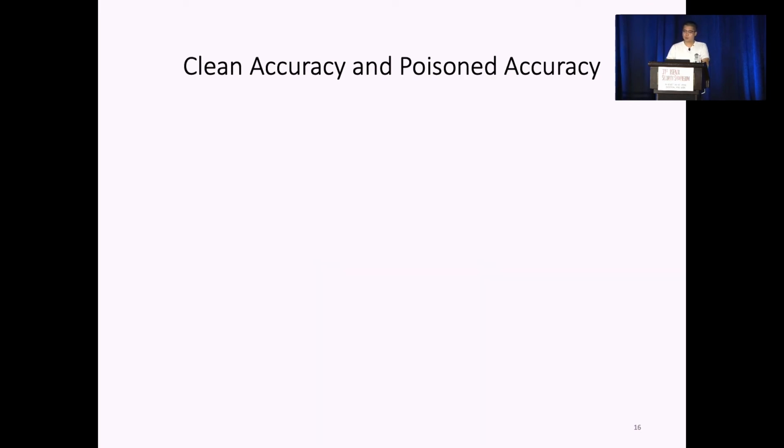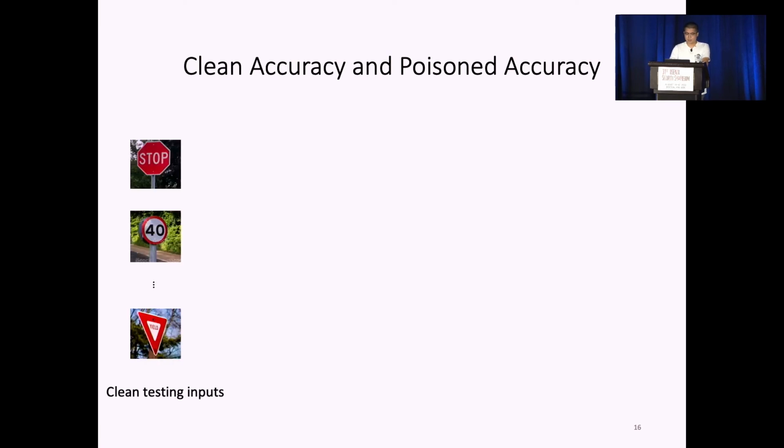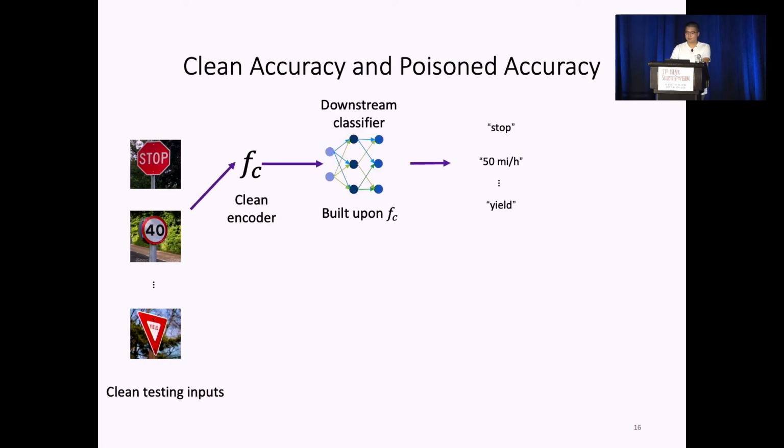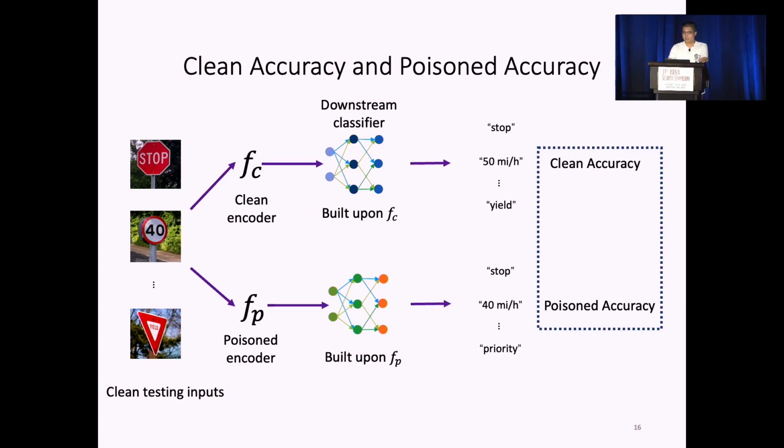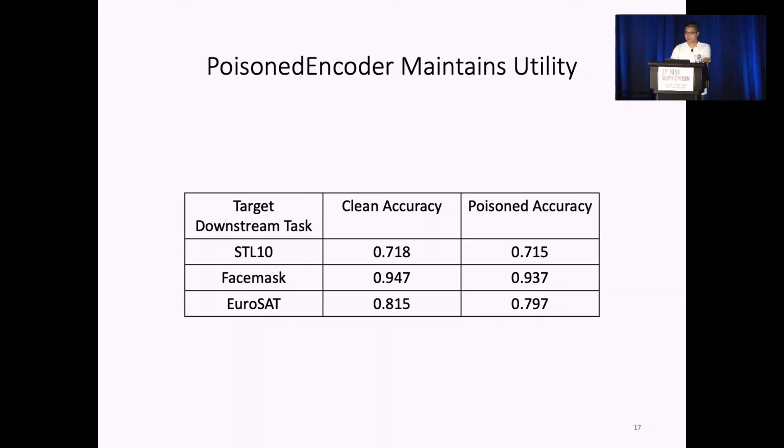We also want to evaluate whether our attack is stealthy by evaluating the clean accuracy and poison accuracy. Given the clean testing input, we first build a downstream classifier based on the clean encoder, and its testing accuracy is called clean accuracy. We also build a downstream classifier based on the poisoned encoder, and its accuracy is called poison accuracy. Ideally, if the poison accuracy is close to the clean accuracy, our attack is stealthy to the encoder provider. We show that our poisoned encoder maintains utility, which means for each target downstream task, the poison accuracy is close to the clean accuracy.